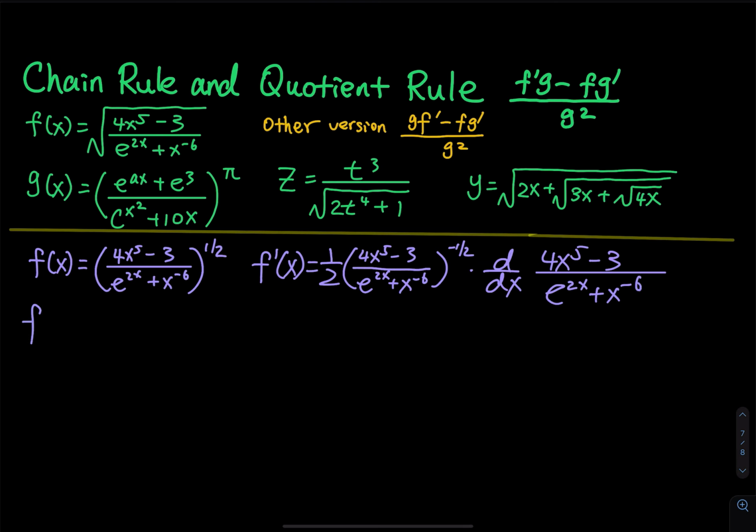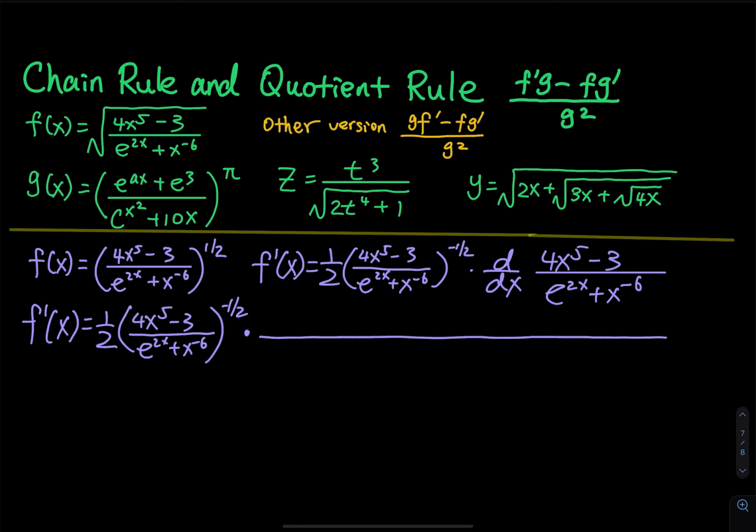All right, so next line, f prime of x. We copy the front, we copy the 1/2 one more time, and then 4x to the 5th minus 3 divided by e to the 2x plus x to the negative 6, and then to the negative 1/2, and then the derivative of that. I immediately square the denominator, that is e to the 2x plus x to the negative 6, and then the derivative of the top, that is 20x to the 4th power, the derivative of 3 is equal to 0.